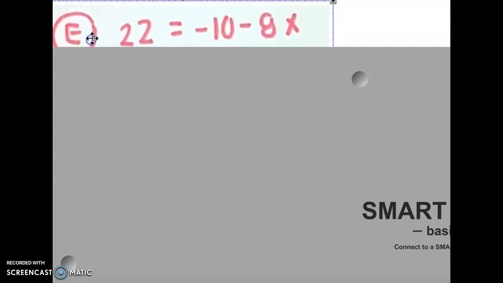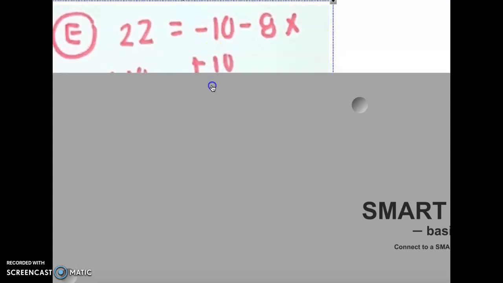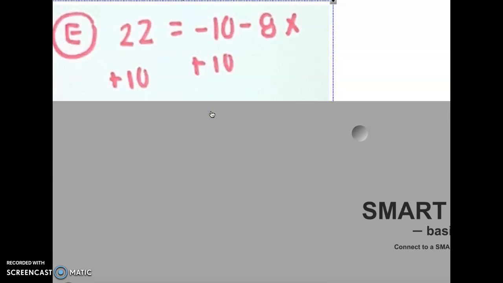All right, question E, we have 22 is equal to negative 10 minus 8x. So again, the goal is to get the variable on one side of the equation by itself. So we want to get just 1x over here on the right. To do that, let's first take this negative 10 and we need to figure out how to move it to the other side of the equal sign. Looking at our inverse operations, to undo subtracting, we add. So we're going to add 10 to both sides of the equal sign. Because remember, whatever you do to one side of the equation, you have to do to the other.